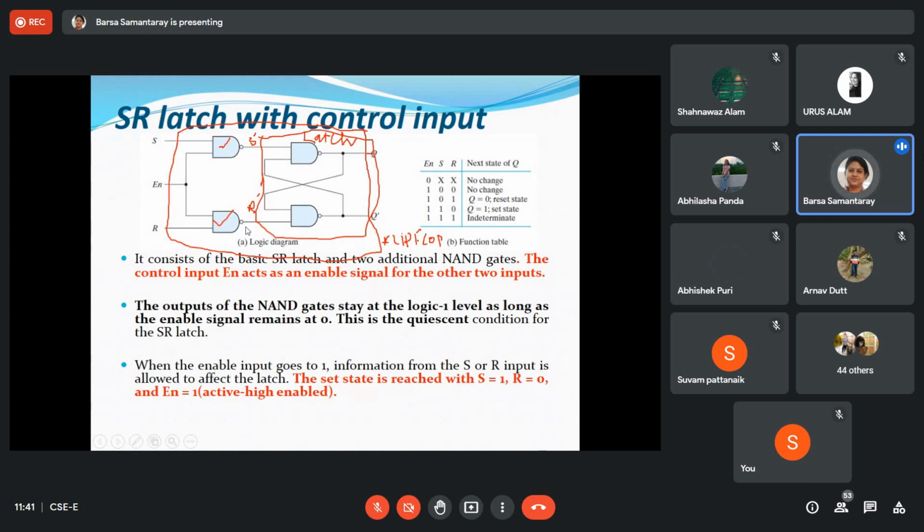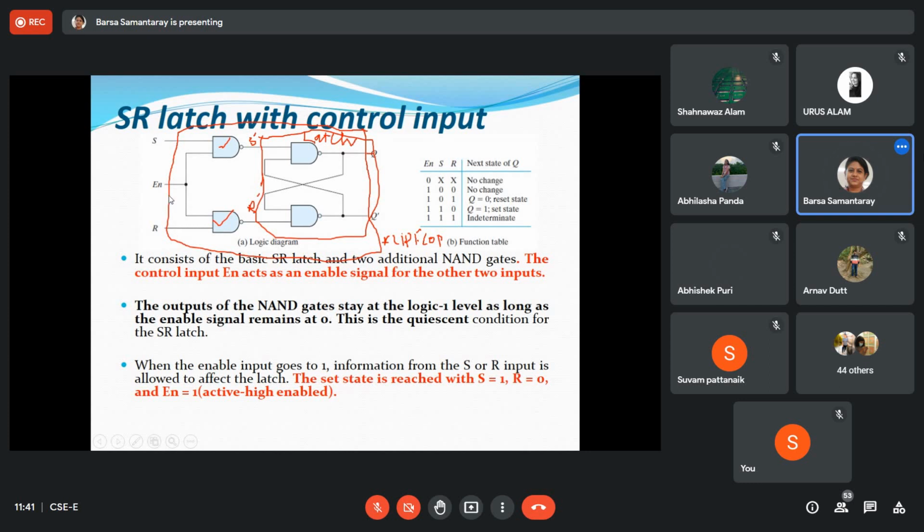ये जो S डैश R डैश था वहां पे दे रहे थे, तो वो एक लैच के जैसे काम कर रहा था. अभी हम कहाँ पे इनपुट देंगे? फाइनली एस और आर को देंगे विथ enable signal. So when we are giving the input S and R with the enable signal, so whatever the condition is arising, that one is known as SR flip-flop. Okay. So now we are just discussing the truth table of this SR flip-flop.